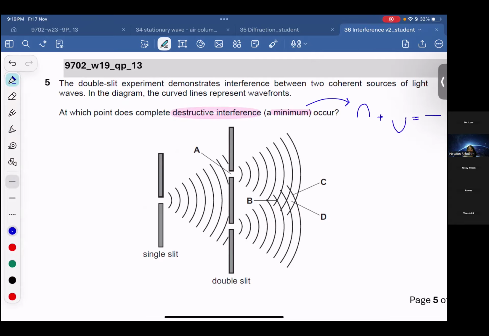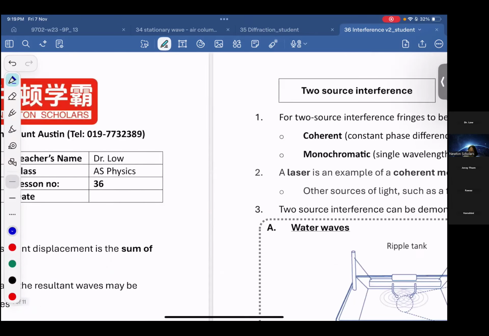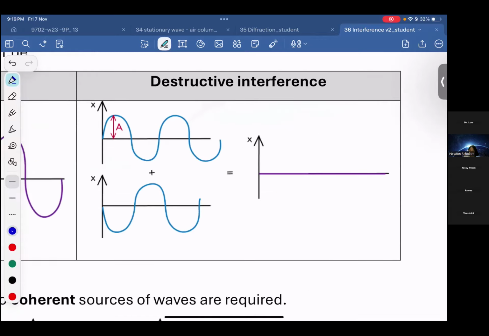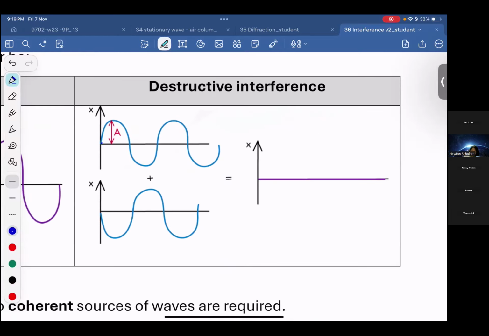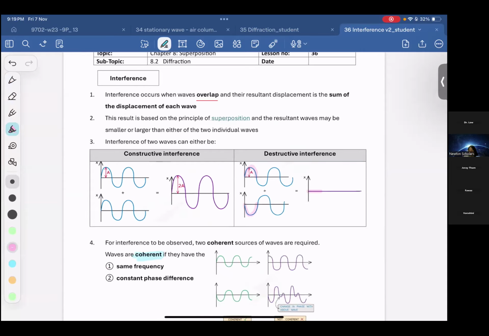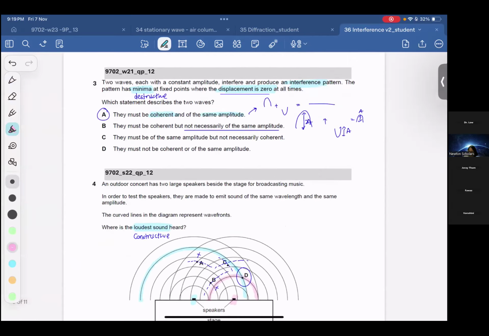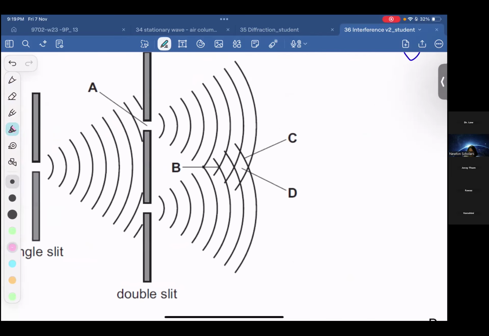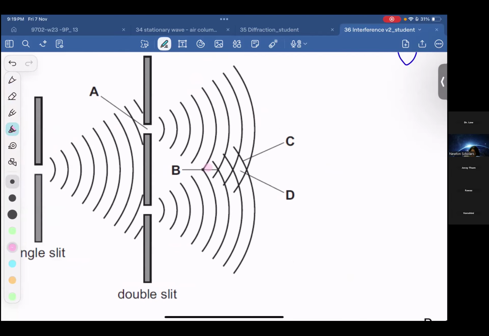This is called destructive. Am I right? Come back to here if you forget already. See? Destructive interference is a crest meeting with a trough. I get 0. Right? Okay, so I come back to just now. Ask yourself, okay, B here: you see B here is crest meeting with crest. So B should be constructive.